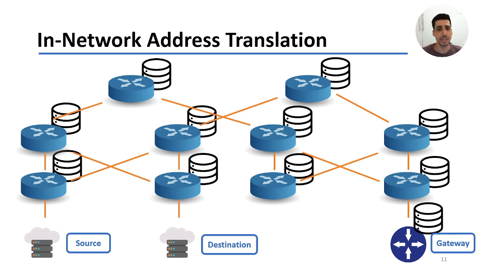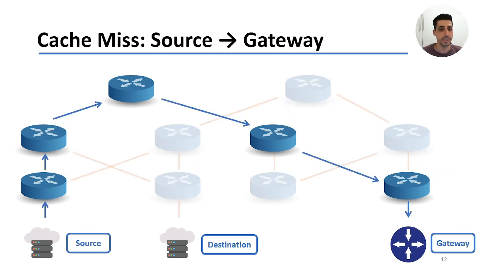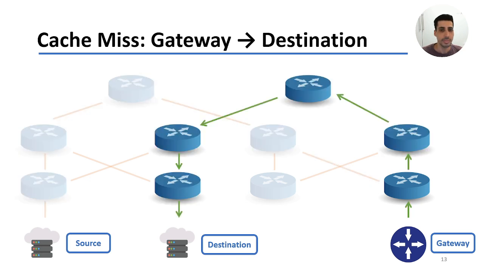In Switch V2P, each switch acts as a gateway and maintains a cache with a subset of the V2P mappings. Let's see an example to understand how it works. First, packets are sent to the gateway as before, because in the beginning of the run, all the caches are empty. The gateway can then resolve the address and send the packet to its destination. So on a miss, we follow the gateway design.